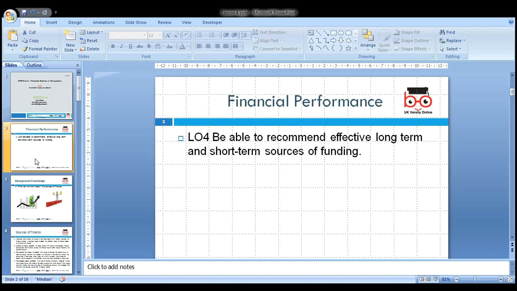Okay, so let's do a quick recap. In today's lesson we learned about different sources of finance, short term and long term. We discussed the working capital cycle and working capital management, and I explained investment appraisal, and on what basis we can decide what source of finance is fit. Short term means within a year, and long term means more than a year. So you should be able to recommend effective long term and short term finance.